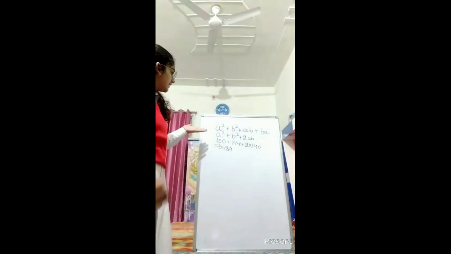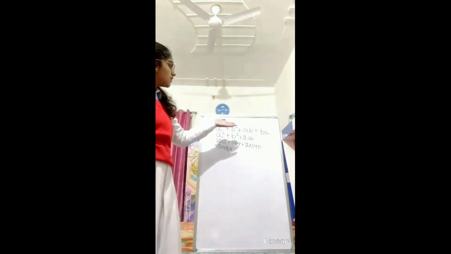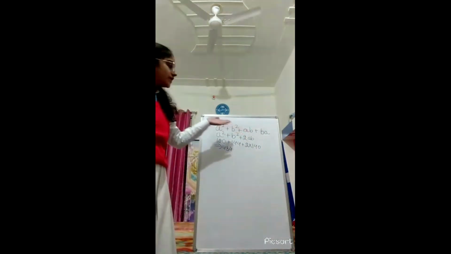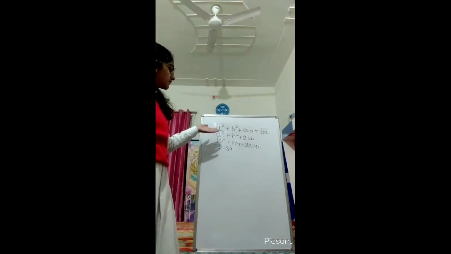Now we have got the areas of all these figures, but what will be the total area? We'll find it by adding all these areas. So here you can see I have added all these areas, that is a square plus b square plus ab plus ba. So on adding this we'll get the answer 484.